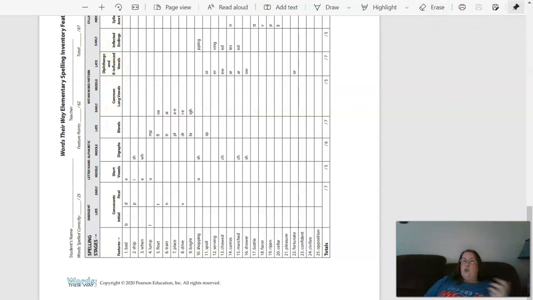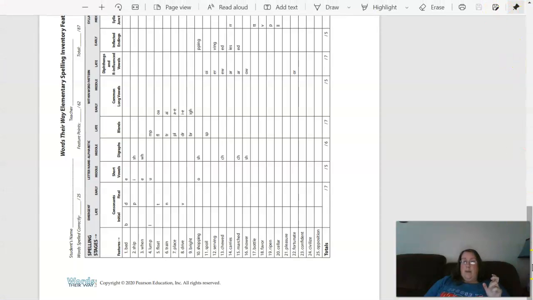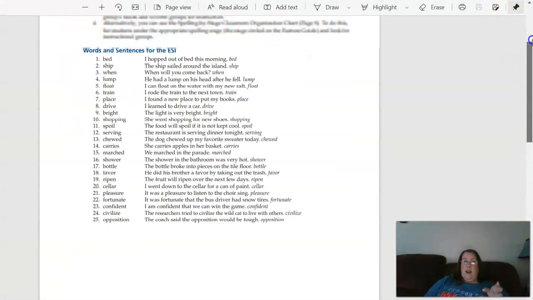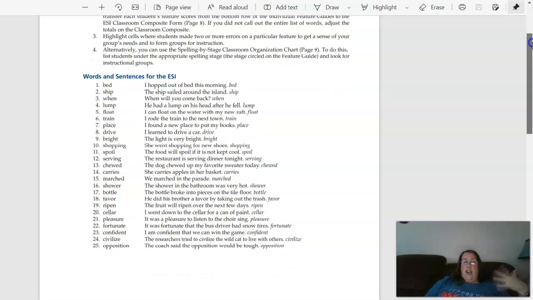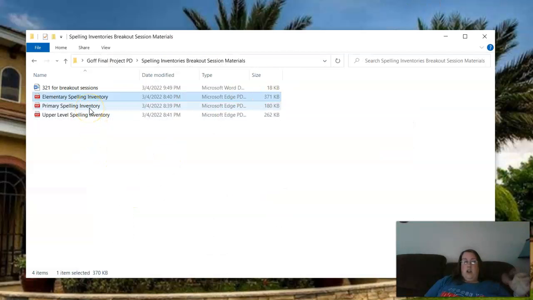Where are they at? So there's a primary, which is K through 3rd grade, and elementary, which is 1st through 6th grade. And yes, you can use those interchangeably. If a student in 2nd or 3rd grade is getting the majority of the ones on the primary correct, you can move them to elementary, and the elementary has a little bit more complex words for each of the spelling stages. So then you can see if they're able to hear those sounds and use them to spell more complex words.